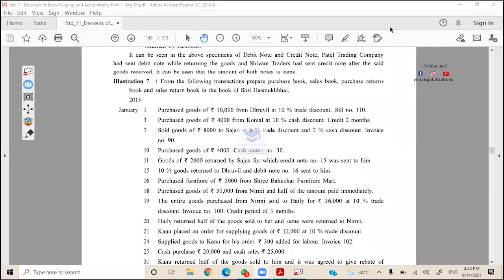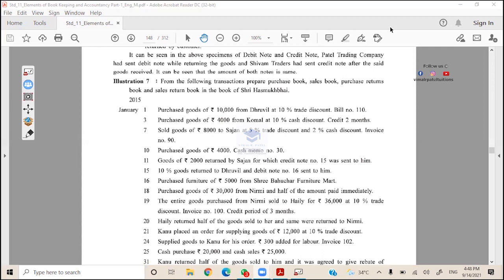January 1, purchased goods of 10,000 from Druil at 10% trade discount, bill number 110. I explained earlier how to identify cash transaction and credit transaction. When the name of a person is given in the transaction and there is no description regarding cash or bank, then it is a credit transaction. But whenever it is specifically mentioned that cash is paid, cheque is given, or cheque is received, then it is a cash transaction.